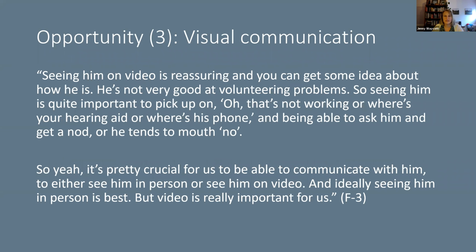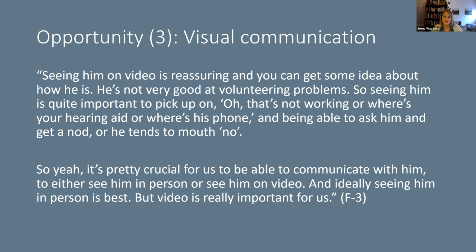So that's an extreme example, but other participants also talked about that sense of being able to see what was going on through the video communication. So seeing him on video is reassuring, and you can get some idea about how he is. He's not very good at telling you about the problems. So seeing him is quite important to pick up on things like, that's not working. Where's your hearing aid? Where's your phone?